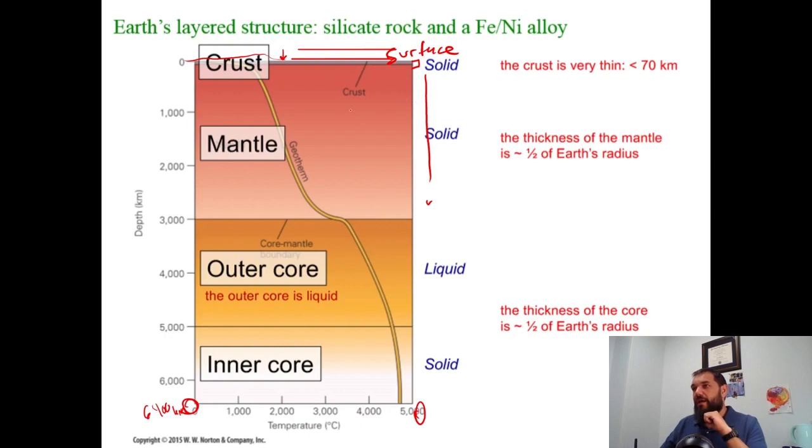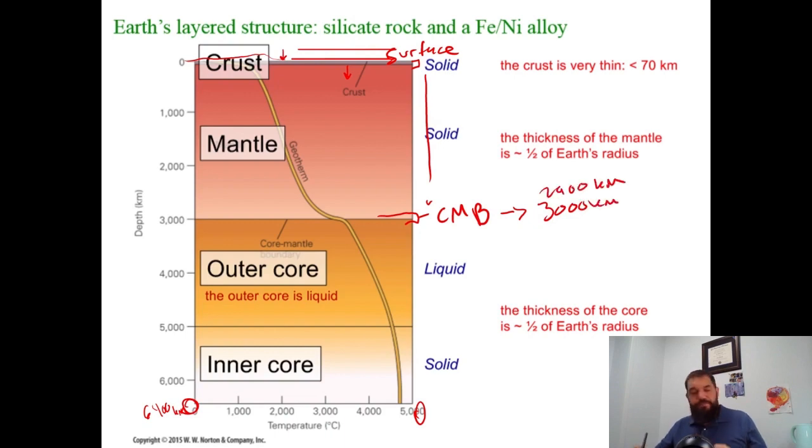But the mantle is underneath the crust. And then you have the core mantle boundary. I often call this a CMB, so sometimes in this class you might hear me refer to this as a CMB. CMB means core mantle boundary, right? Core mantle boundary, CMB. That is found about 3,000 kilometers down. More accurately, it's really 2,900 kilometers on average.